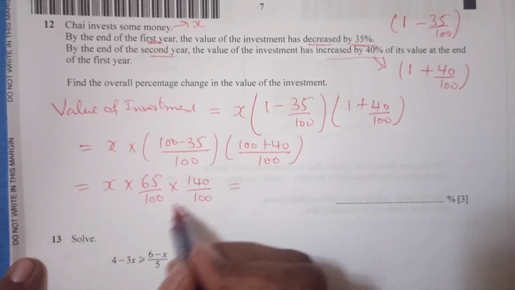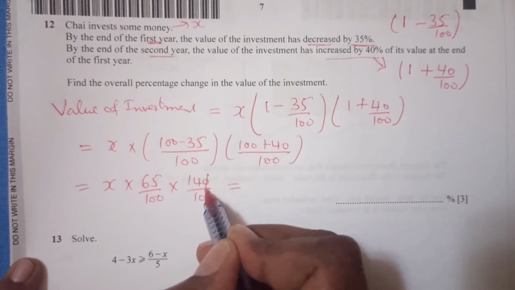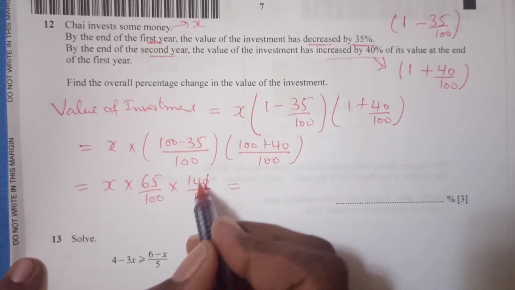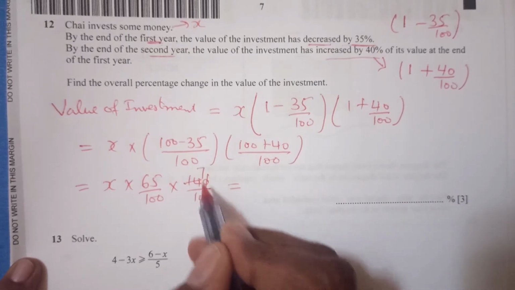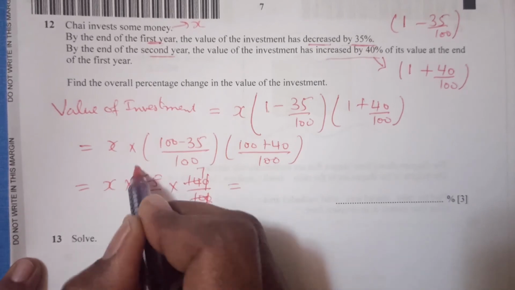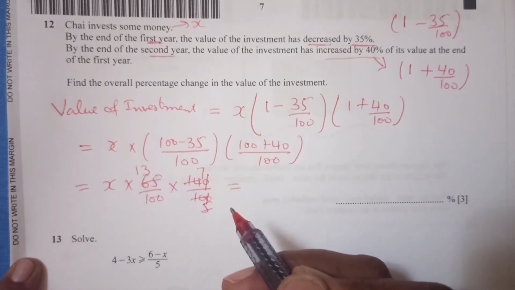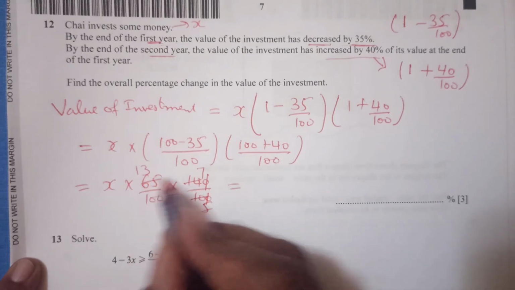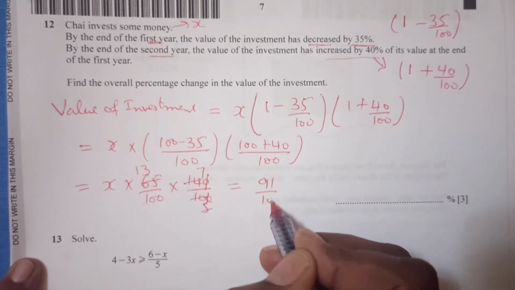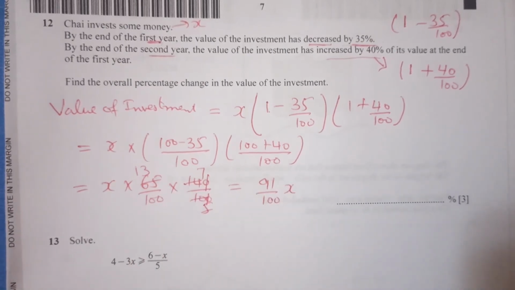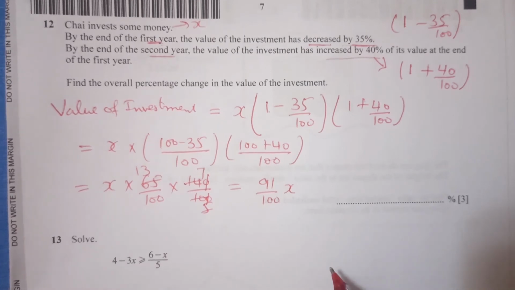So this is, the 10 is gone, 7, 2 times 7, 2 times 5, this is 13 here, yeah. So 13 times 7 is 91 over 100 x. So this is the value of investment, right?